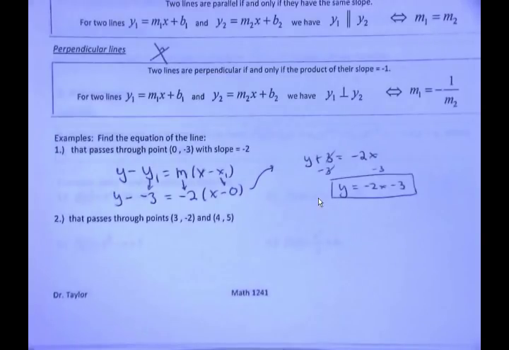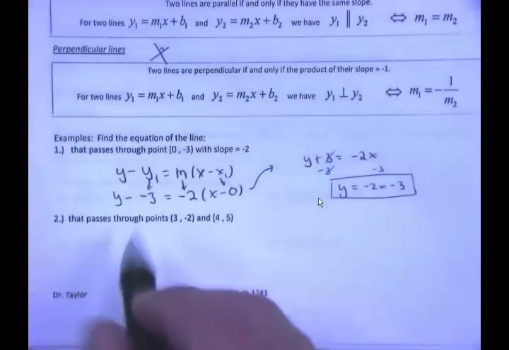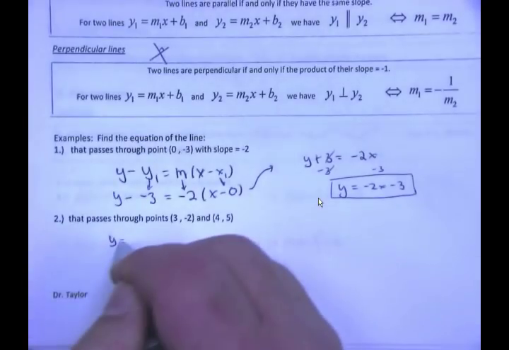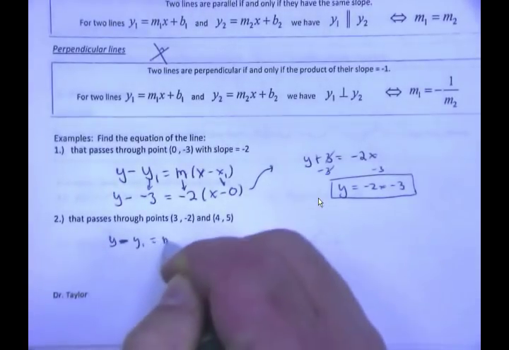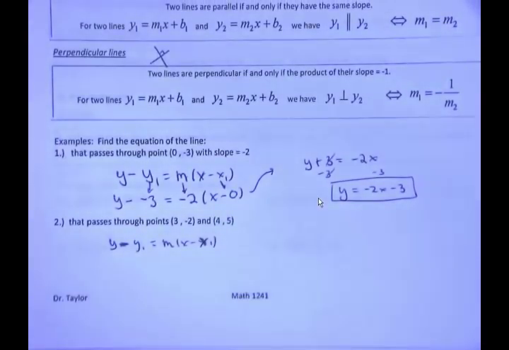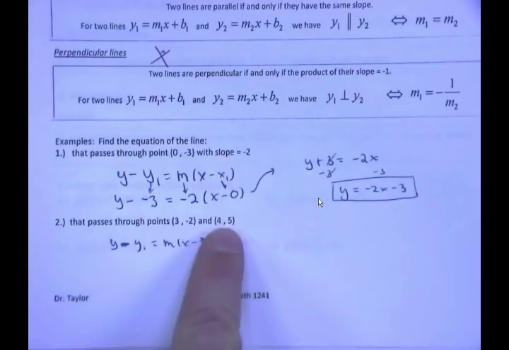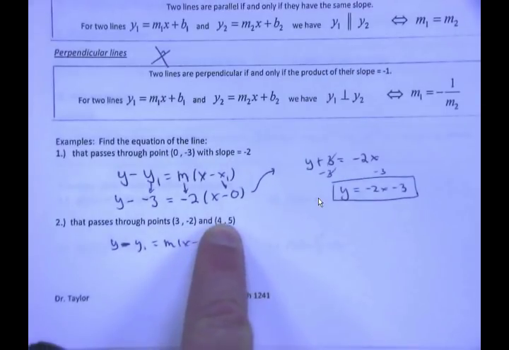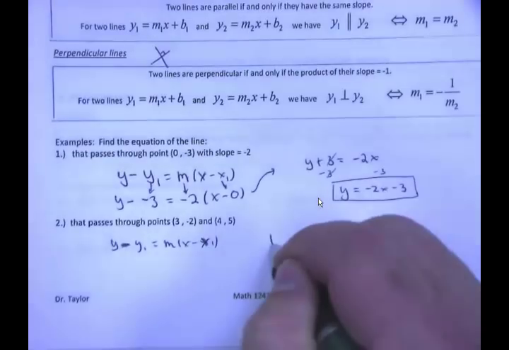Find the equation of a line that passes through these 2 points, (3, -2) and (4, 5). Well, again, first thing I've got to do is find the equation of a line. I can use the point slope formula, y minus y1 equals m times (x minus x1). And I've got to have a point and a slope. What do I have here? 2 points. Well, I've got the point part covered. I've got way more than enough points. I need a slope. How do I find that slope?